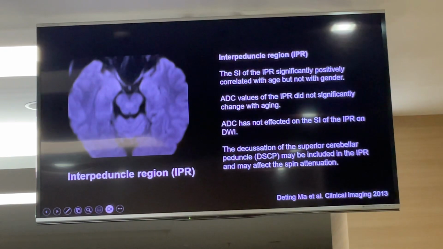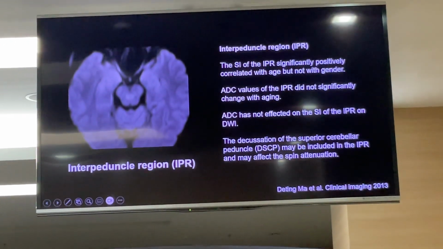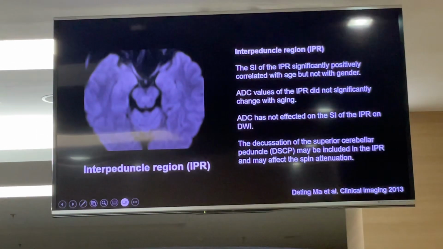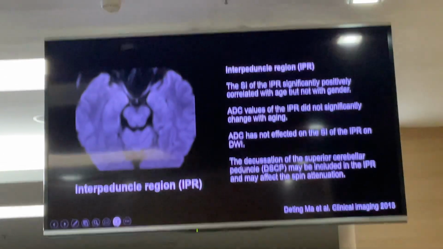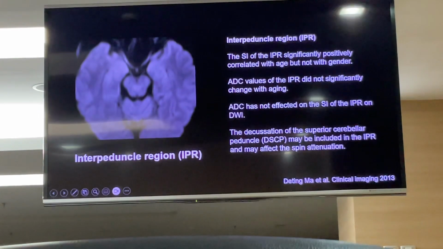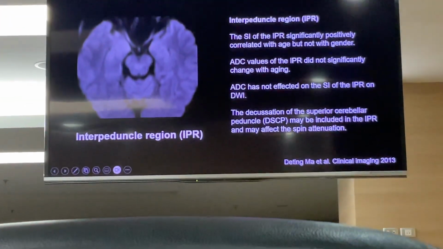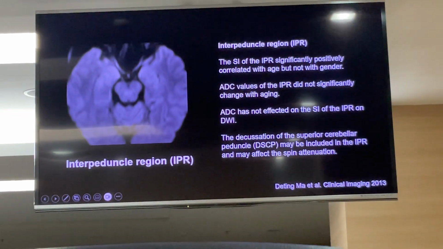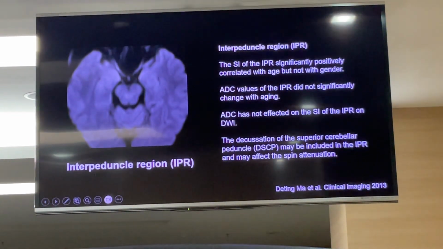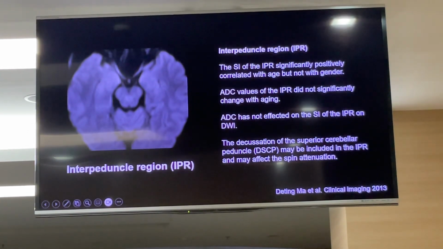The signal intensity of what we call the IPR is significantly positively correlated with age, but not with gender. The ADC value of the IPR is significantly changed in aging, and ADC has no effect on the signal of the IPR on DWI. So sometimes you might want to measure the ADC value in difficult cases, right?